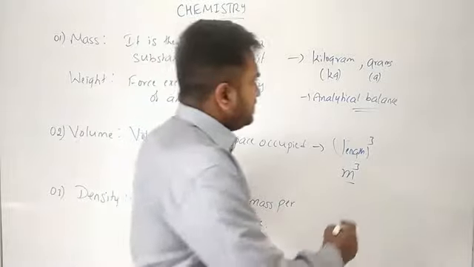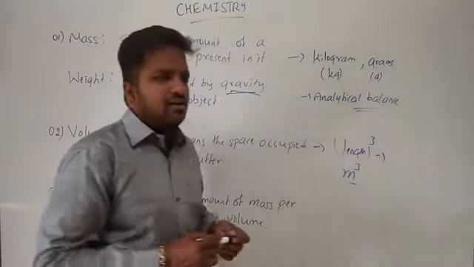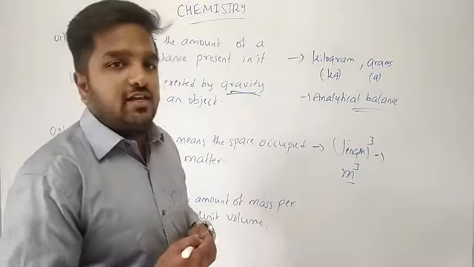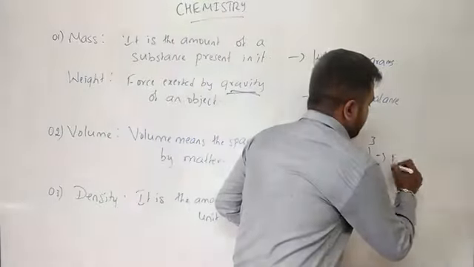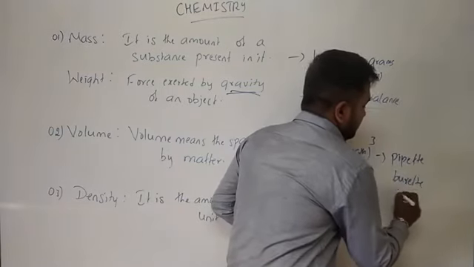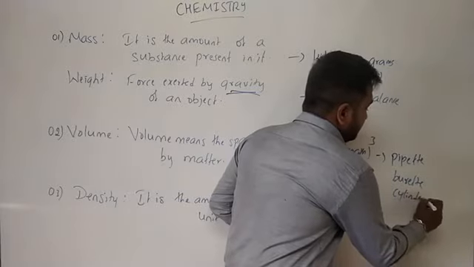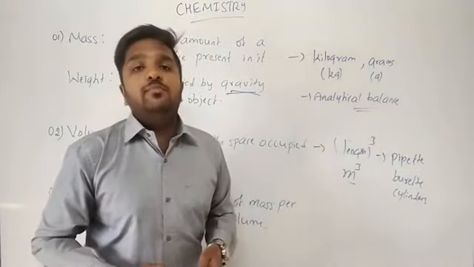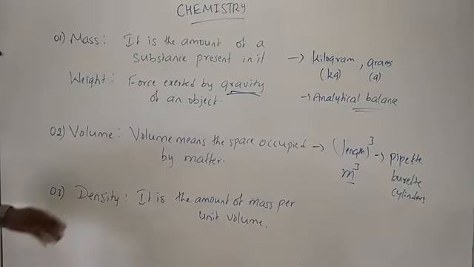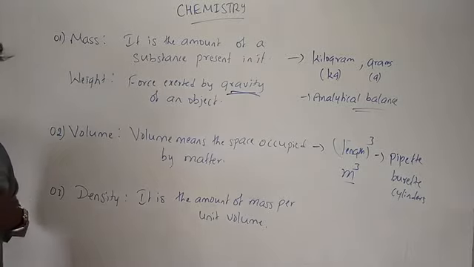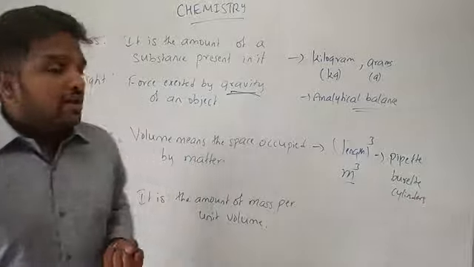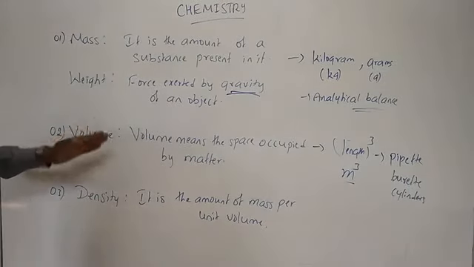Clear? So in the chemistry laboratory we will measure the volume of any solution or any liquid by using a pipette, burette, graduated cylinders, and we even have the volumetric flask. These are the instruments that measure volume. And the next important thing is density. We often get confused with this also, mass, weight and density. It is very clear now regarding mass and volume.